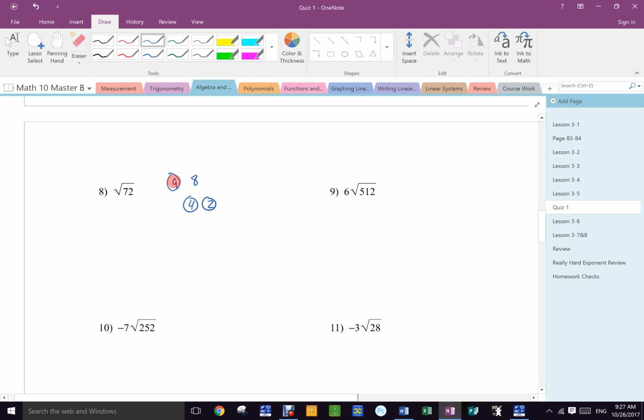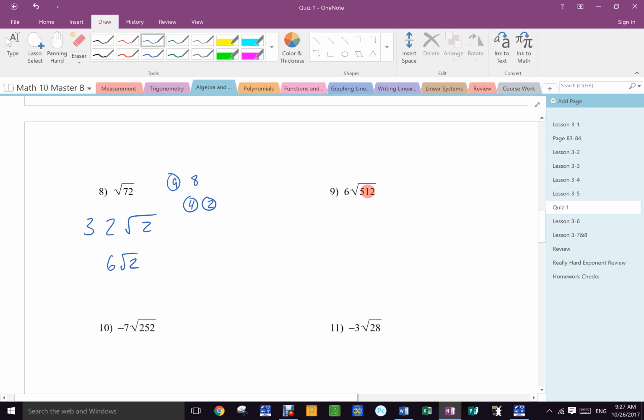What's the square root of 9? 3. So what comes out? 3. What's the square root of 4? So what comes out? 2. What did I leave under there? A single 2. What do all the numbers in front of a radical do? Multiply. So what's that? 6 root 2. Cool? Okay. Now remember, everything's worth 1 mark. So if you did some factoring, give yourself a half mark.